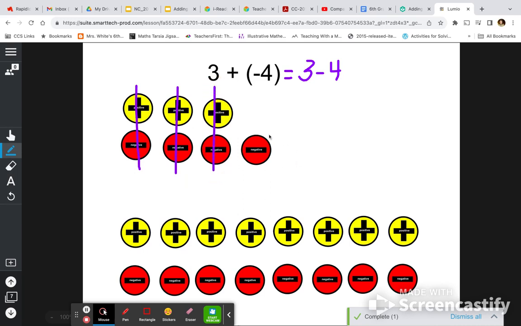So what are we left with? We are left with 1 negative chip. So that's going to be -1. Okay. Now, if you chose to do this on a number line, let me make a number line quickly.